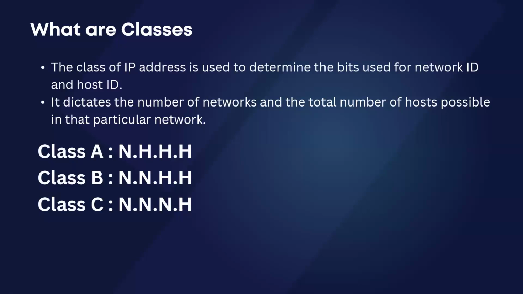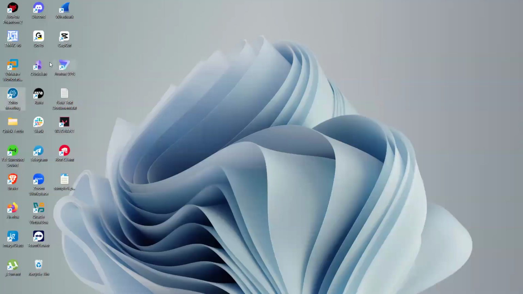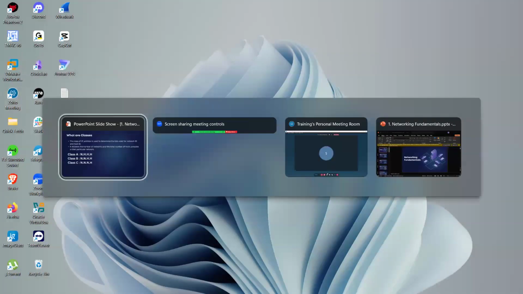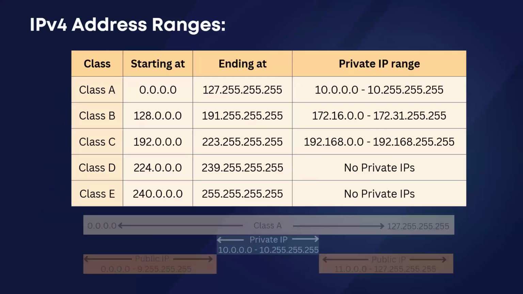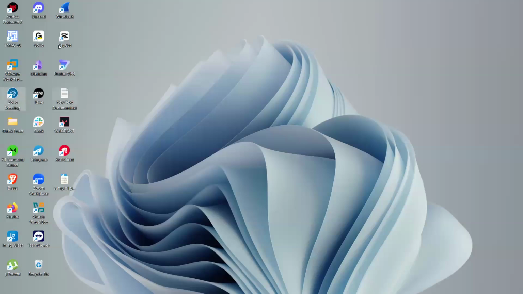To understand this, I'll take the example of class C first, which has 3 network portions and only 1 host portion. Now in class C, the private IP begins at 192.168.0.0. If you remember from the presentation slide earlier, class C private IP starts at 192.168.0.0. I'm going to write down the same thing in my notepad file now.